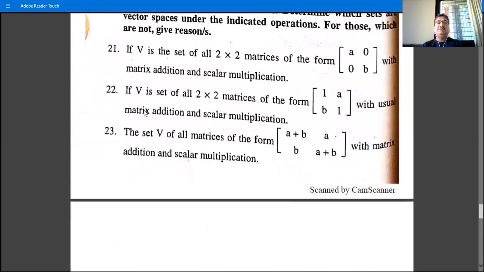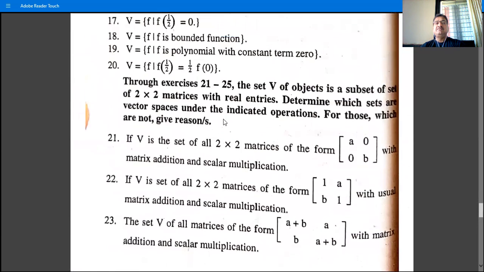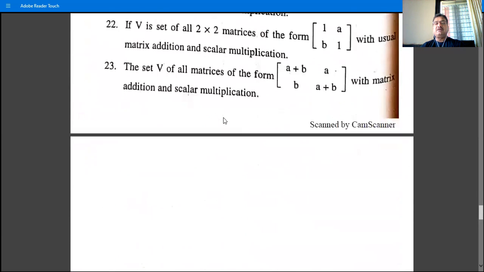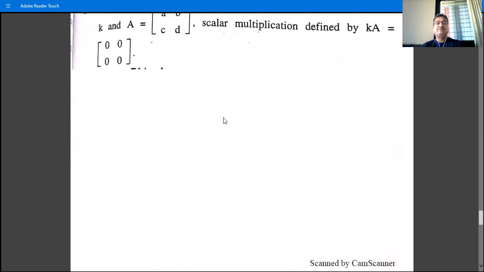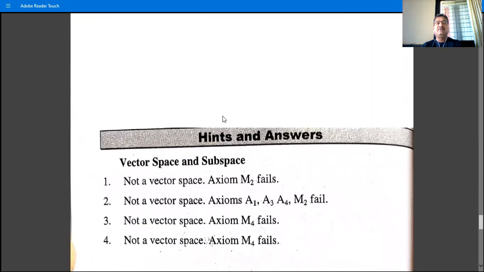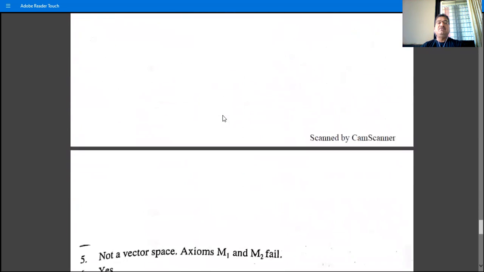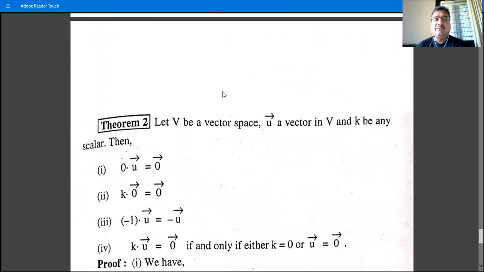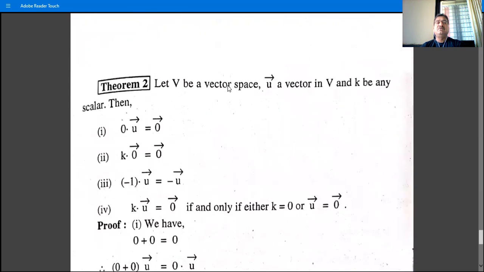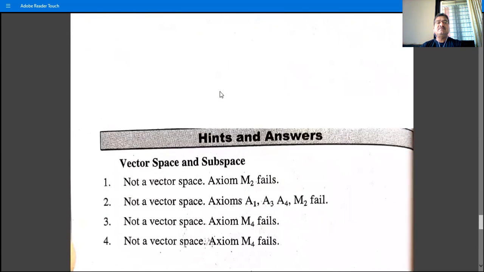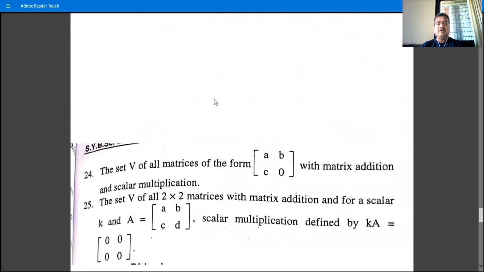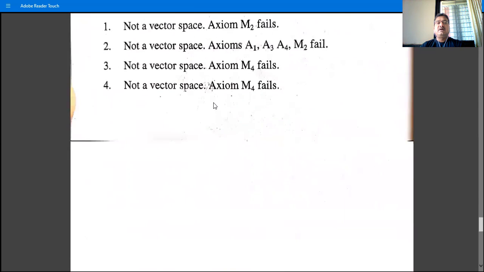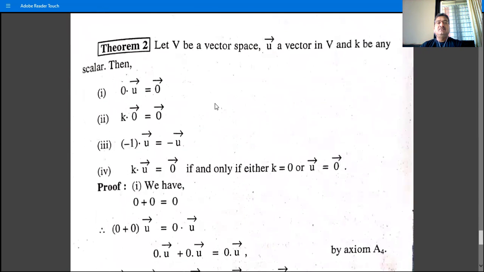Most important among these problems are the sets which are not vector spaces. Those are important problems. We have to give the counter example, and out of the 10 properties, we have to write the property which fails for the set. So solve all these exercise problems. Okay. Answers are given. Next is theorem or properties.